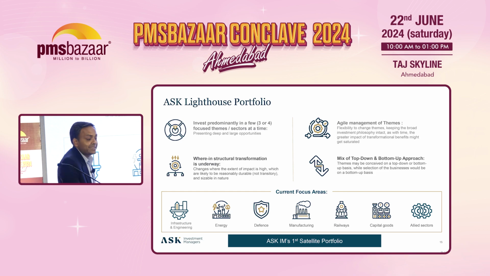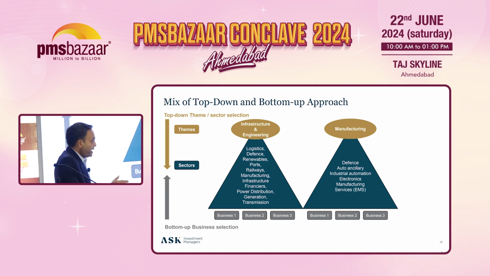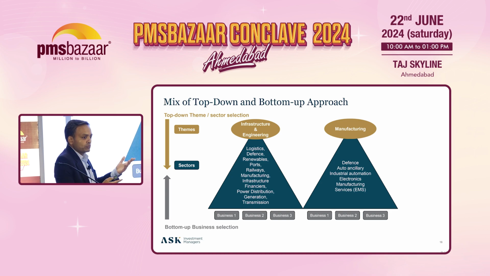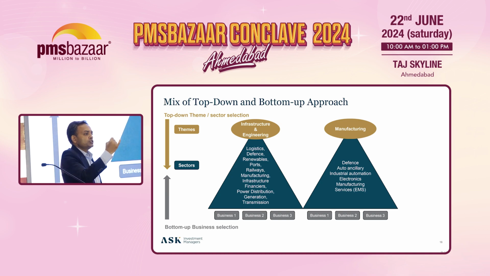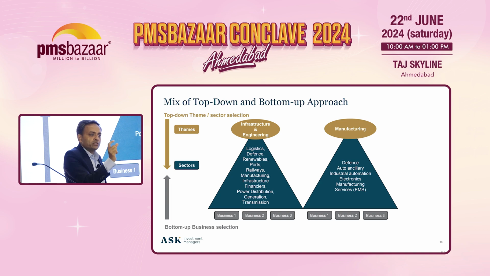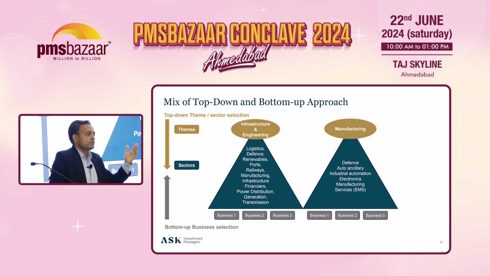How do we select themes? That becomes the key. So A, we will select themes on a top-down basis. As an example, let's say infrastructure and manufacturing are 2 of the key themes here. Within each theme, we will map out various sectors. So let's say within infra, there is roads, ports, airports, power. Then within each sector, we will take out the subsectors. So we have thermal power, we have hydro, we have renewables, nuclear.